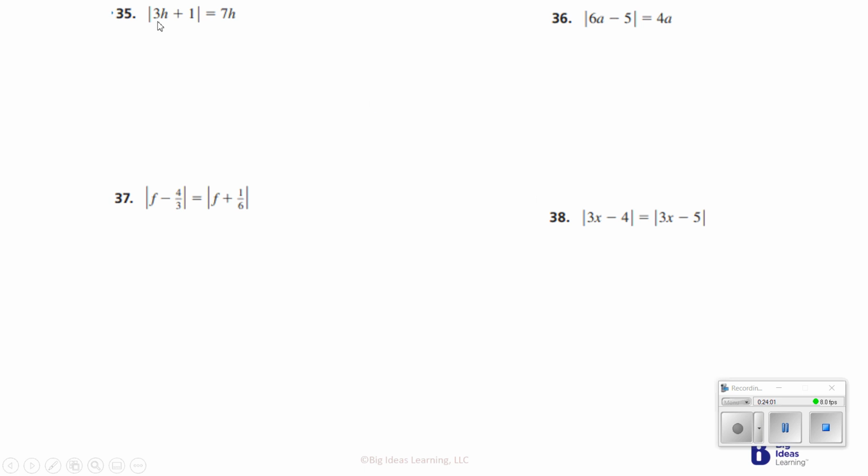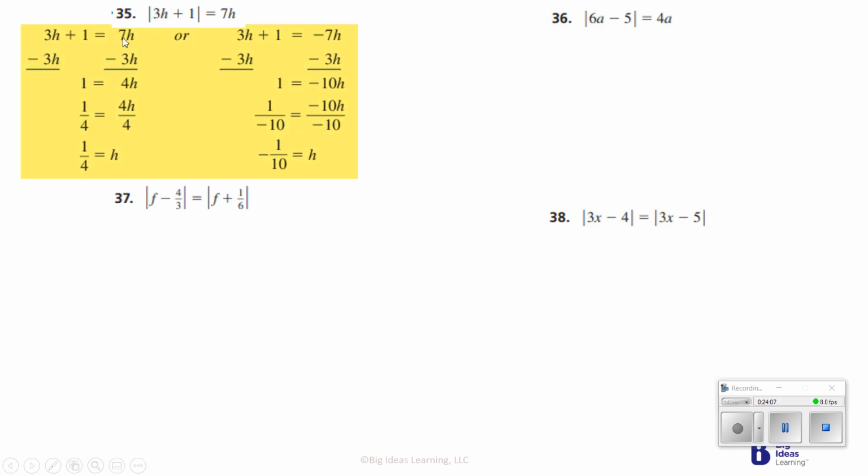All right, on this one we see we have 3h plus 1 is equal to 7h. That means I can say that it's equal to 7h or negative 7h, right? So when it's 7h, I'm going to combine like terms. I'll subtract 3h from both sides. 7h minus 3h is 4h. I'm going to divide by 4 from both sides, isolating my variable. 1 divided by 4 is 1/4.